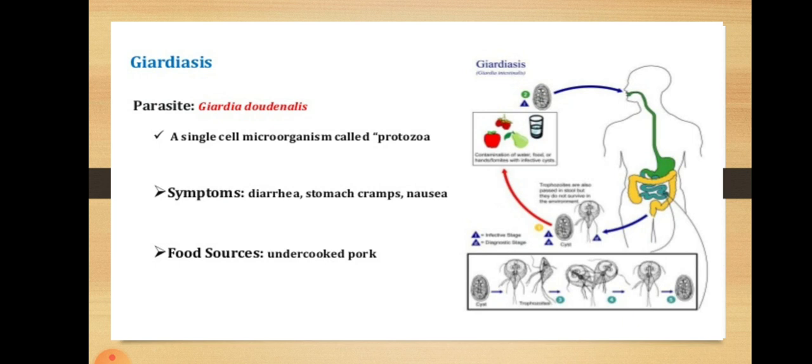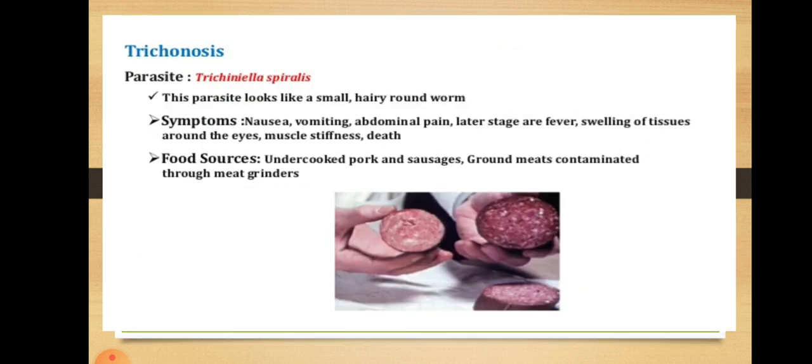The second type of parasite is Giardia duodenalis, causing giardiasis, a single cell microorganism called protozoa. The symptoms are diarrhea, stomach cramps and nausea. Food sources are undercooked pork.